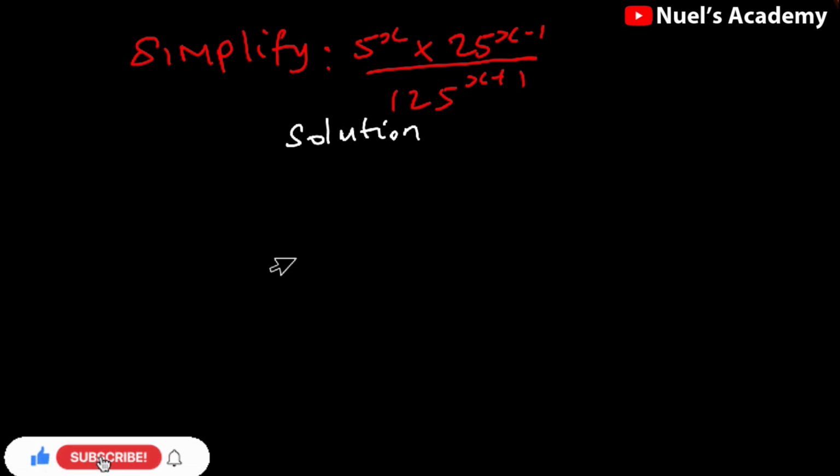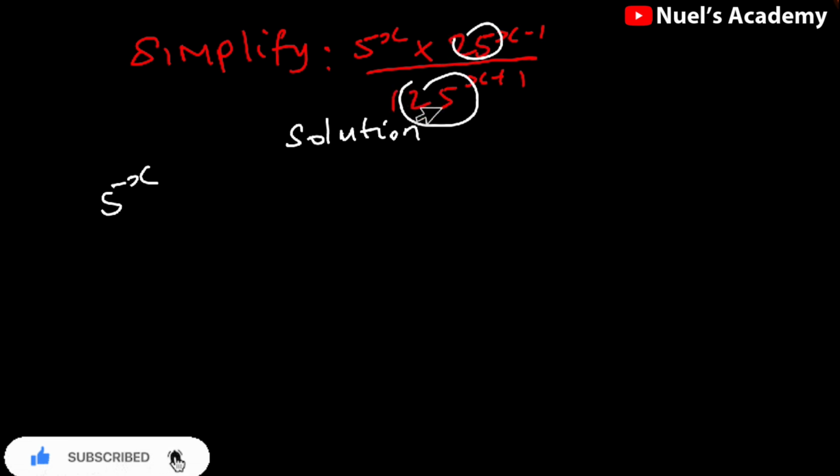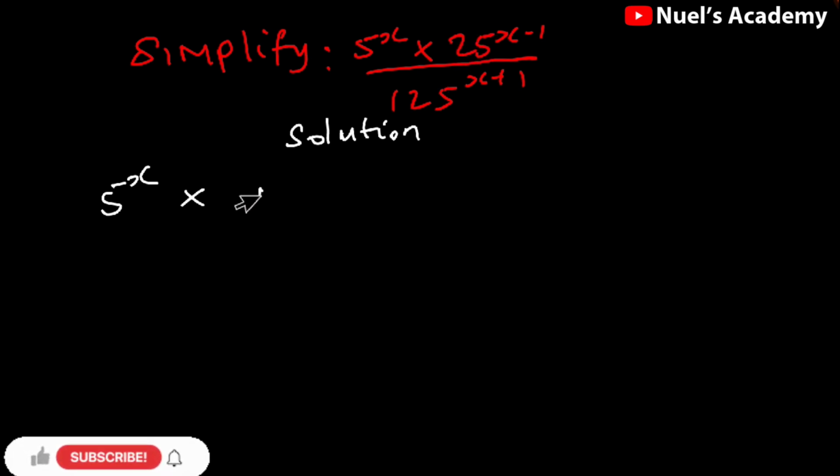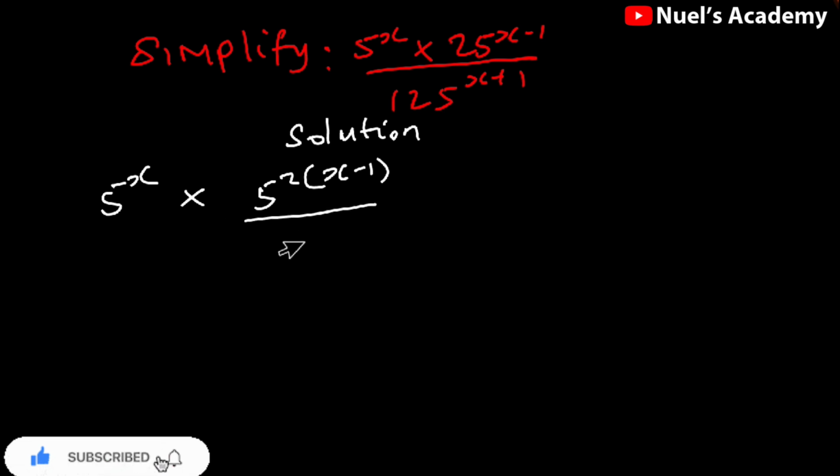So let's start. So 5 raised to the power x. Now this 25 and 125 can be expressed as powers of 5. So this is going to be, now 25 is 5 times 5, which is 5 squared, then into x minus 1, then over 125 can be expressed as 5 raised to the power 3, that's into x plus 1.